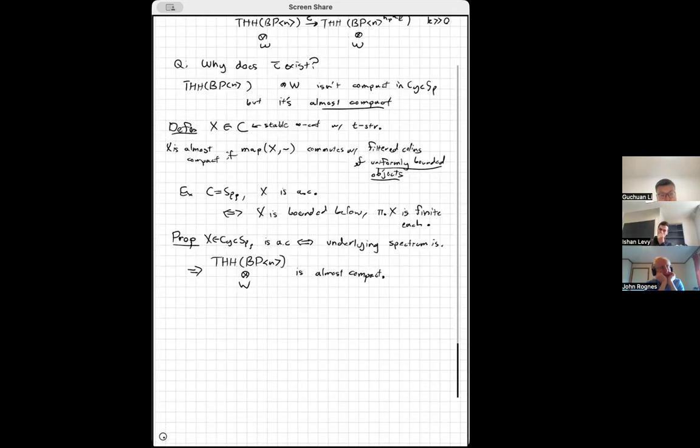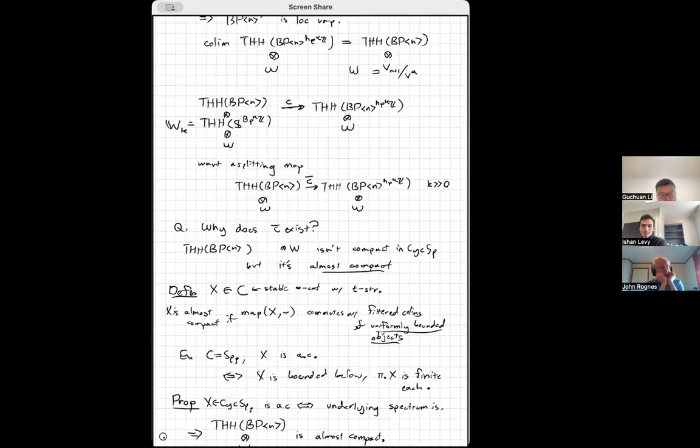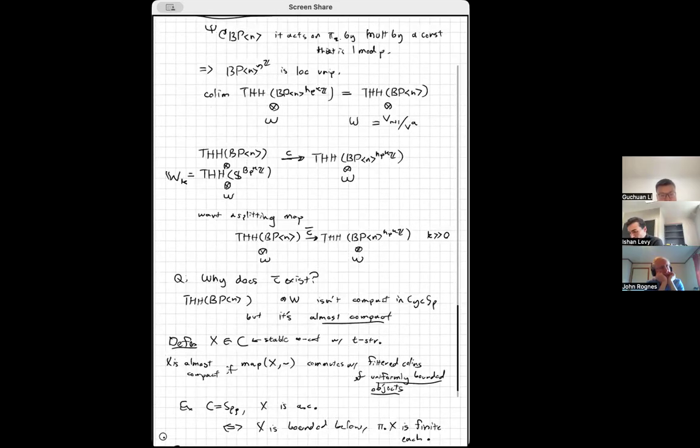So the point of this almost compactness condition is that whenever you want to use compactness, you're allowed to replace it with almost compactness so long as everything that's showing up is uniformly bounded. And so we wanted to apply compactness to this colimit map. If we knew that all of these things were uniformly bounded in the cyclotomic t-structure, then you could use the fact that this is almost compact to produce a section at some finite stage.